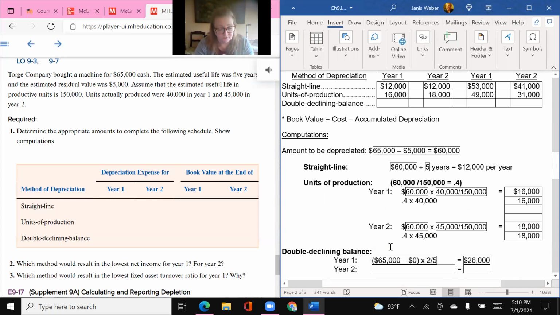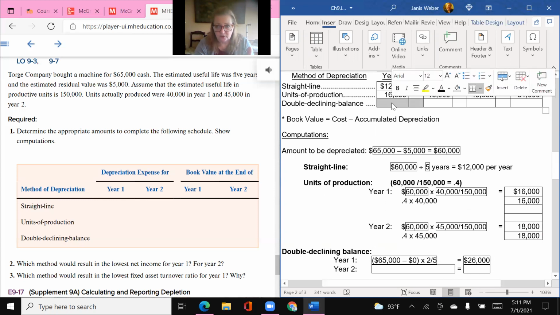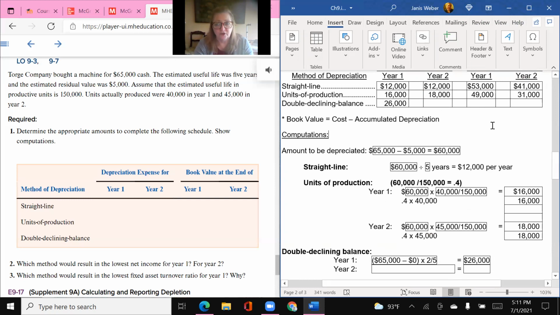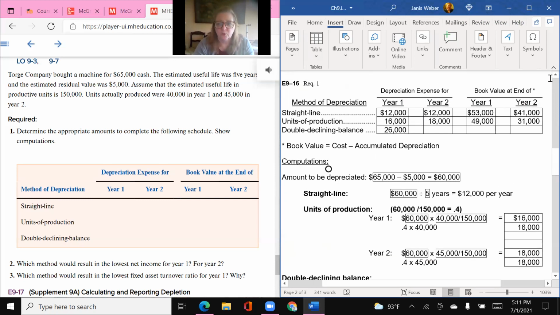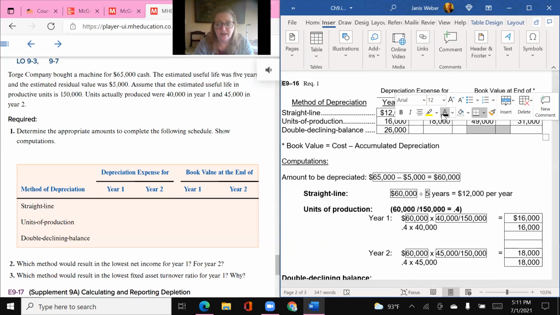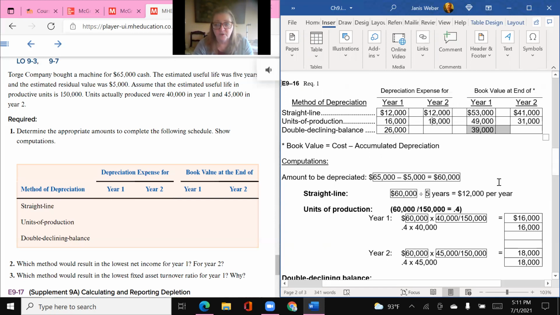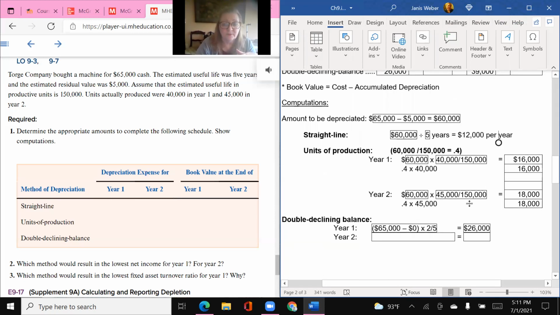They multiplied it by 2/5. Yes, they did. So they got 26,000. So that was their first year depreciation, which I totally agree with them on. Then the second year, I have to have the net book value. The net book value at the end of year one was 65 minus 26,000. So the net book value at the end of year one is 39,000. So that's what I'm going to base my second year's calculation on.